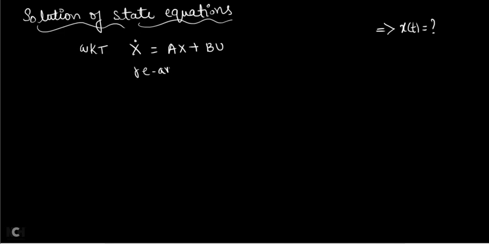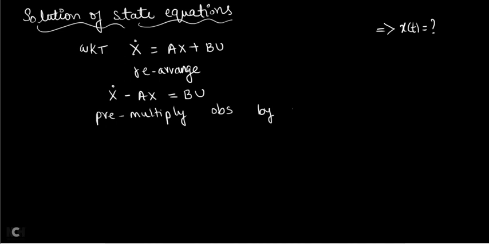So if you rearrange it in proper order, all x terms I will take to the left hand side: x dot minus ax is equal to bu. Now if you pre-multiply on both the sides by a term called e power minus at, we don't know what e power minus at is, we will get to know at the end of the derivation.